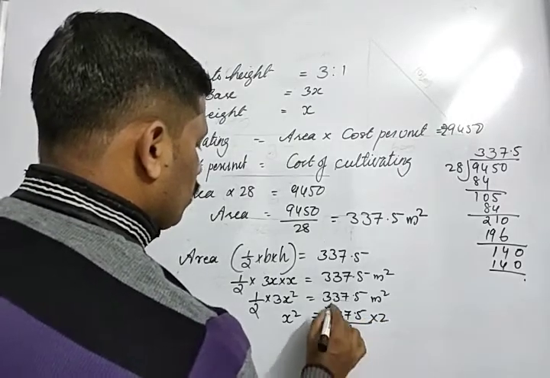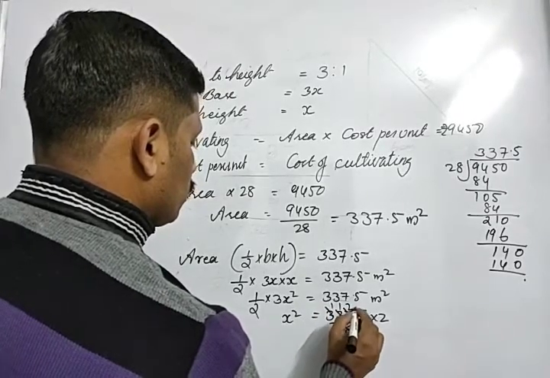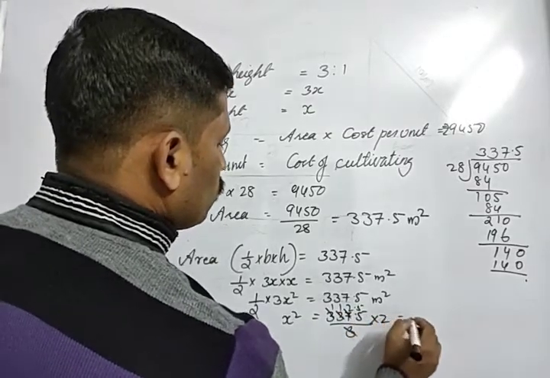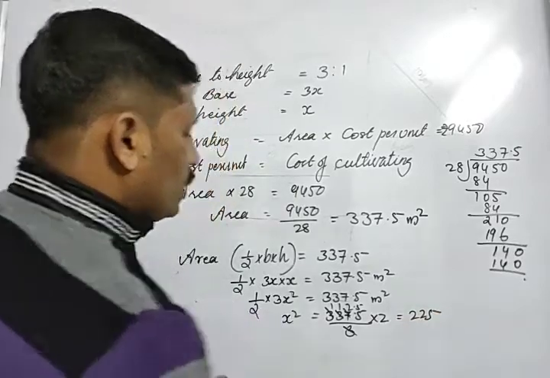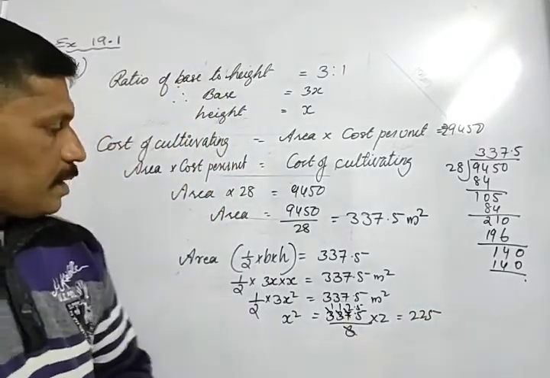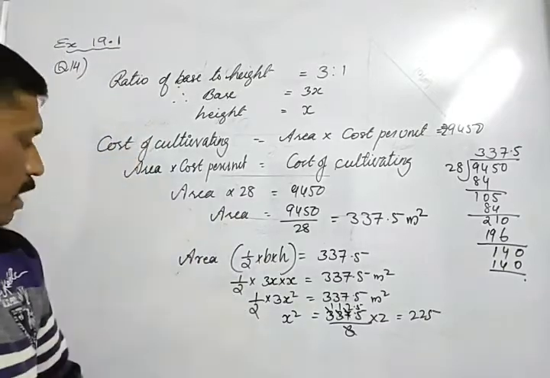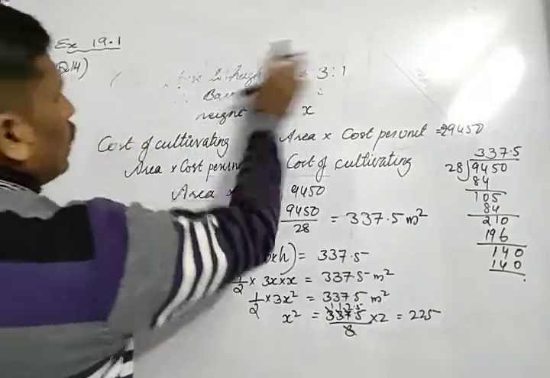So we can cut. 3 2s are 6, 3 5 7 means 112.5, that is equal to 225. So here we got the x square is equal to 225. Then what is x value? If x square is 225, what is x value?